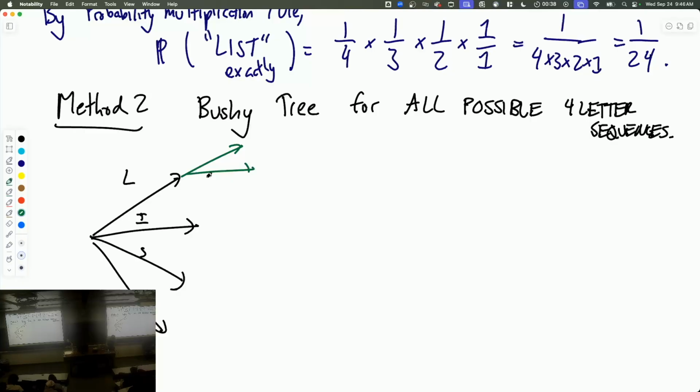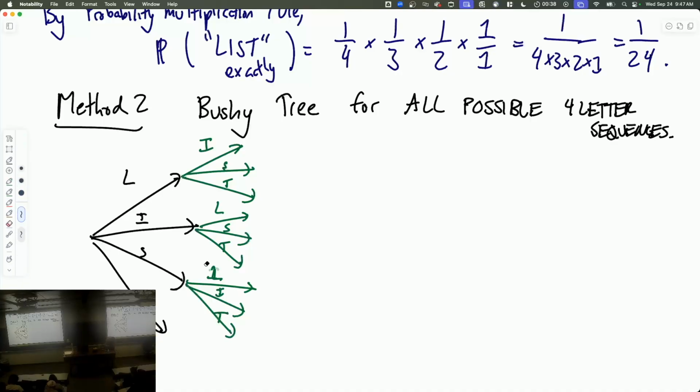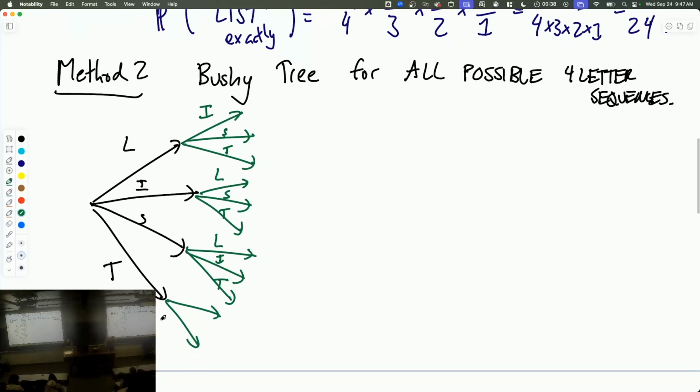So if you drew an L the first round, then the remaining letters are I, S, and T. And if you drew an I the first round, the remaining letters are L, S, and T. And if you drew an S the first round, the remaining letters are I, L, and T. Okay, I should have maybe picked letters that look a little bit less similar. But that's the world we're in. And if you picked a T, then the remaining letters are L, I, and S.